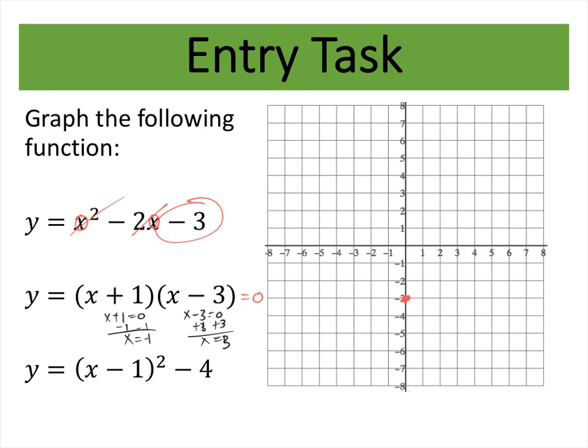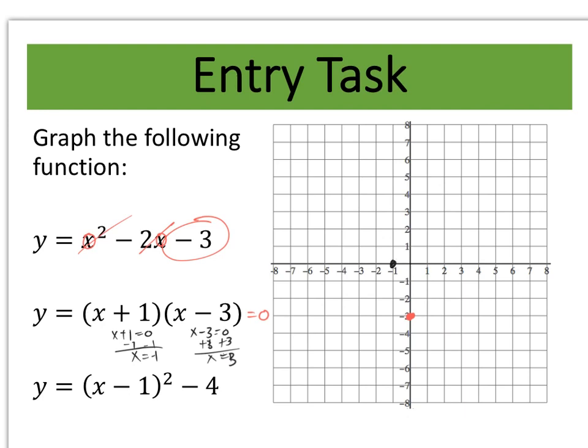I think we just did this actually. It's -1, and +3, and our vertex happens at the opposite at 1, and -4. 1 and -4. We can start graphing this equation, because we know that it has to go through those points.